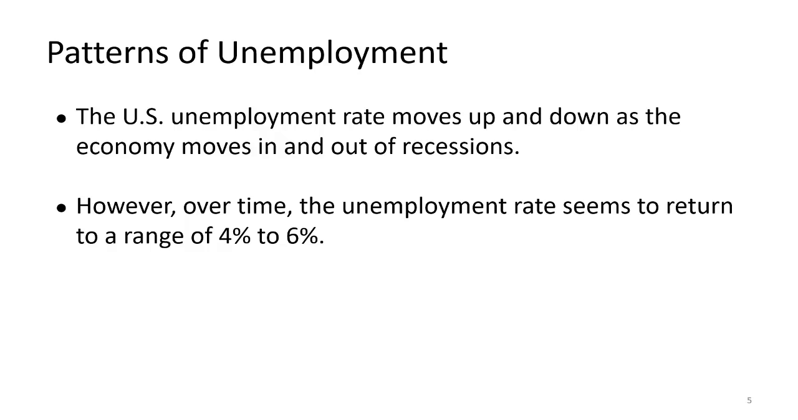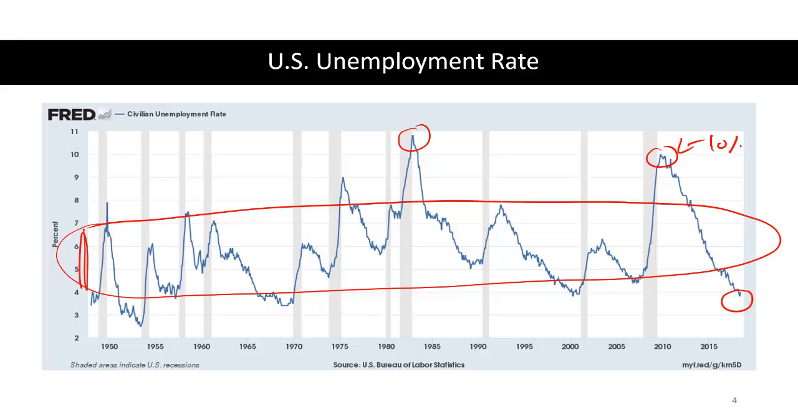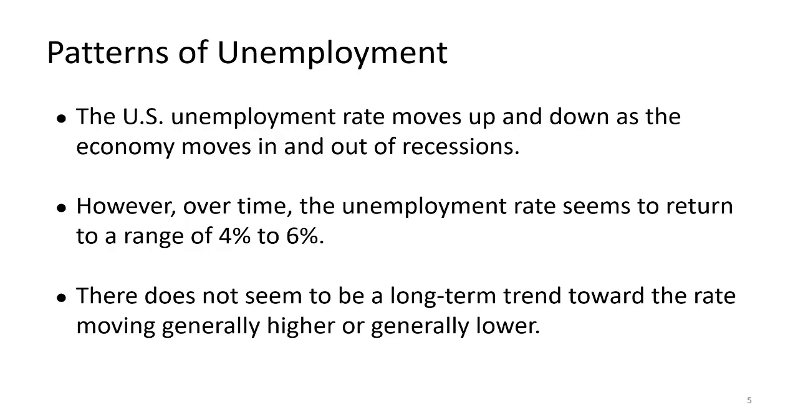Here's the interesting fact. Over time, the unemployment rate seems to return to a range of 4 to 6%. If you look at it again, it hovers around this area, 4 to 6%. Finally, there does not seem to be a long-term trend of the rate moving generally higher or generally lower. So it seems that the unemployment rate tends to vary around 4 to 6% over time. It really never goes too high or too low. And we'll discuss later on why this is so.